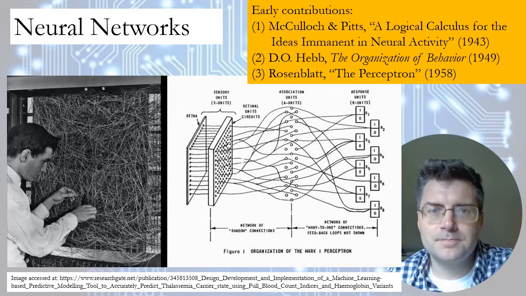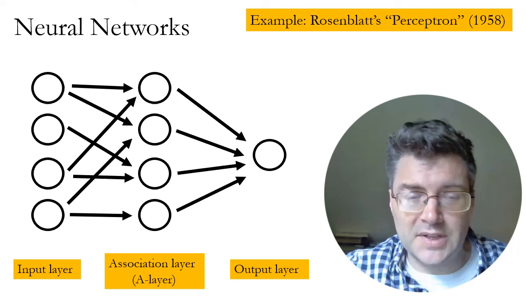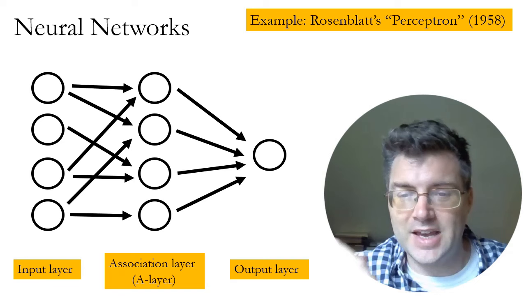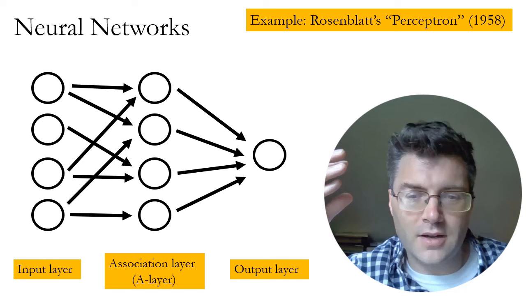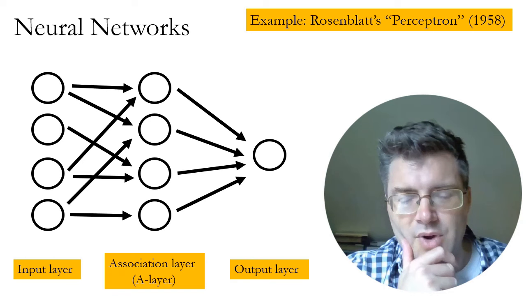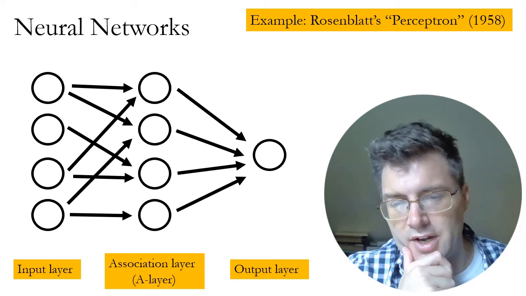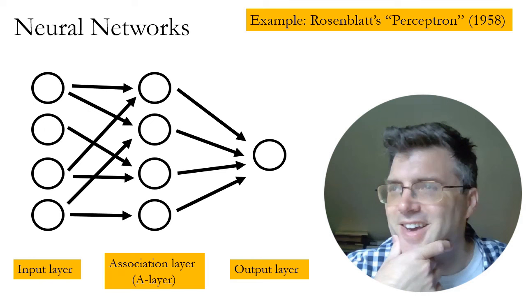In terms of its structure, Rosenblatt's perceptron is very similar to Selfridge's pandemonium. We have an input layer, which is the first step of taking in or responding to data by this system. Then we have what Rosenblatt called an association layer, which is informed by random connections into this layer from the input layer. That was an important point that Rosenblatt stressed, that at least initially, the connections from the input layer to the association layer would be randomly assigned. And then the association layer sends signals to the output layer.